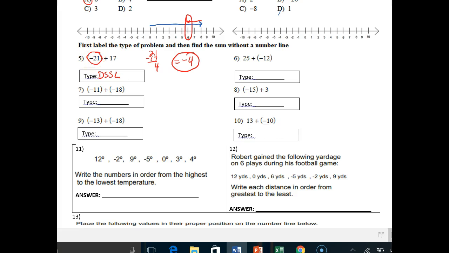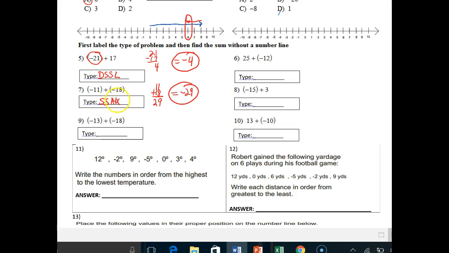Number 7. I have a negative 11 plus a negative 18. Do you see how they're both negative? Therefore, I have same signs. They are both negative, so I will add them and keep the sign. So I will simply do 11 plus 18, add them up. 1 plus 8 is 9, 1 plus 1 is 2, but this is not my answer because I need to keep the sign. So my answer is negative 29.